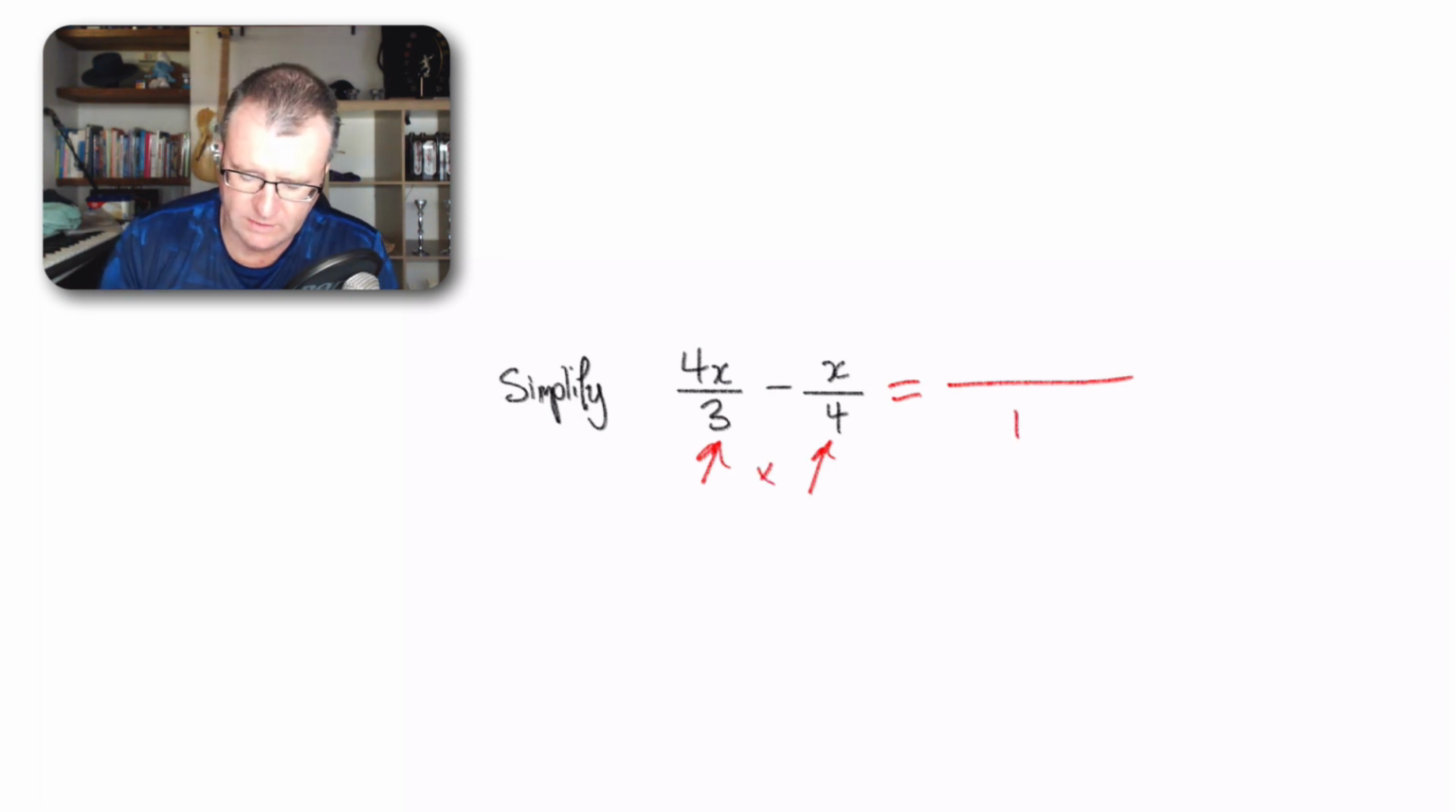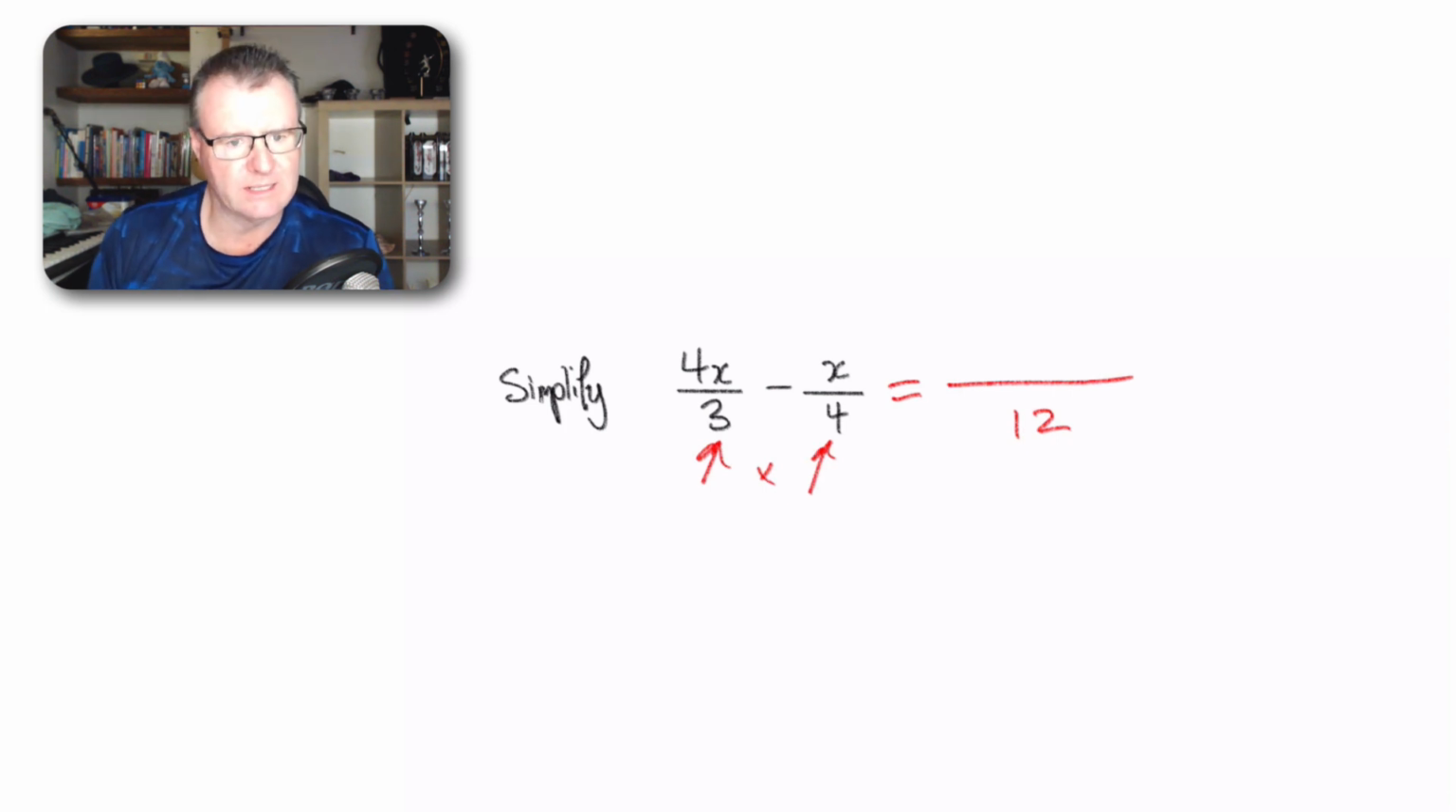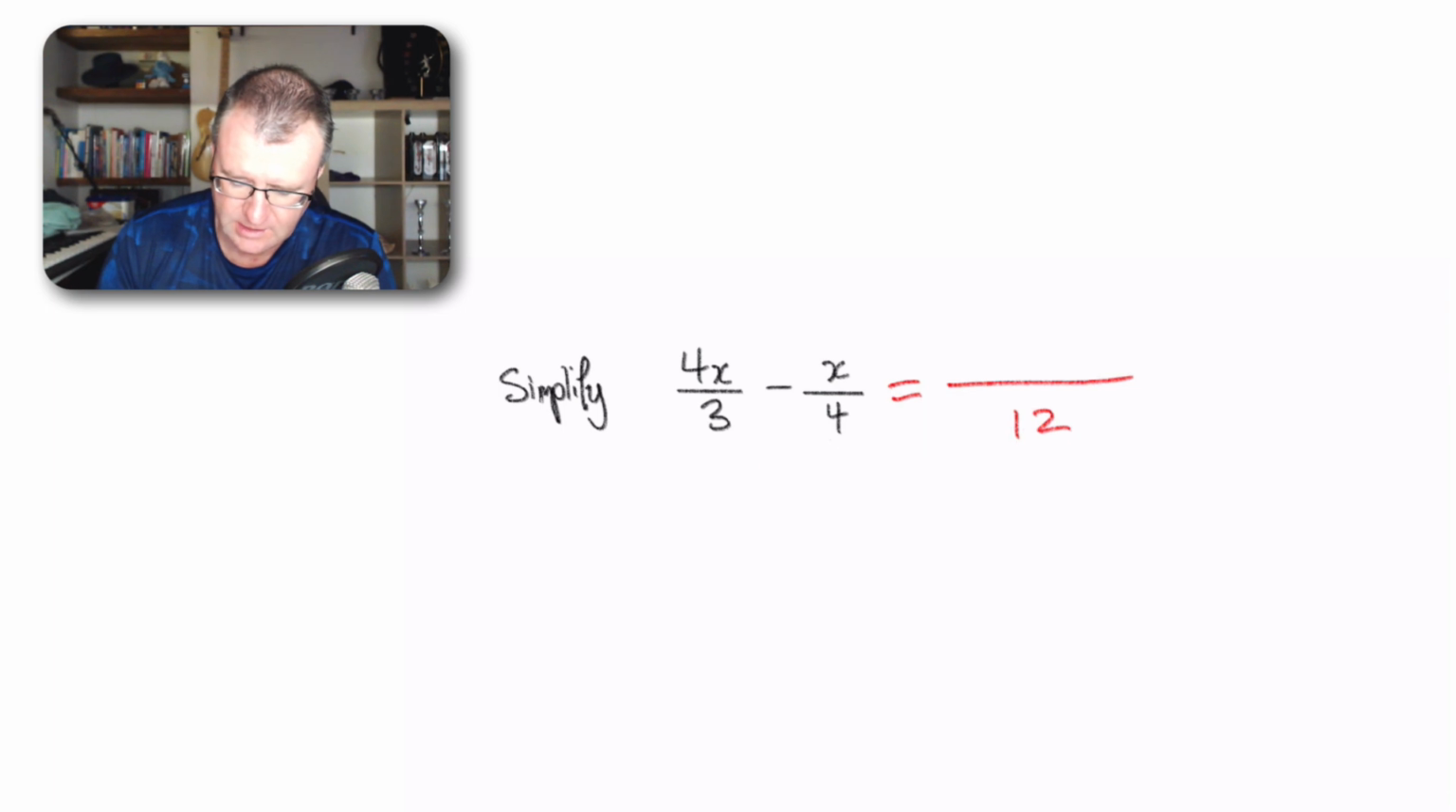3 times 4 gives me 12. My new denominator is going to be 12. So the question I've got to ask myself is, what did I do to the 3 for it to become a 12? Well, I multiplied it by 4. And the 4 I multiplied by 3. Now, whatever I do on the bottom here, I have to do the same on the top. So I'm going to multiply the top bit by 4, and I'm going to multiply this top bit by 3.